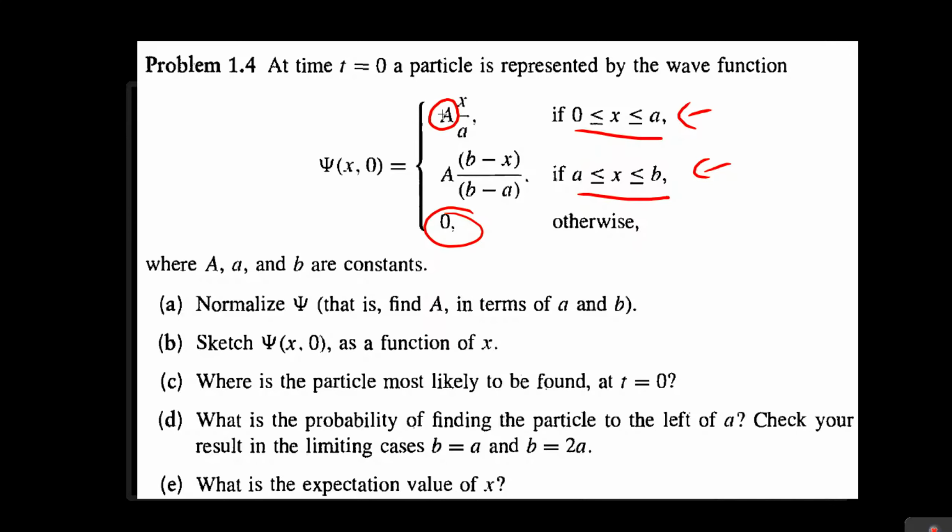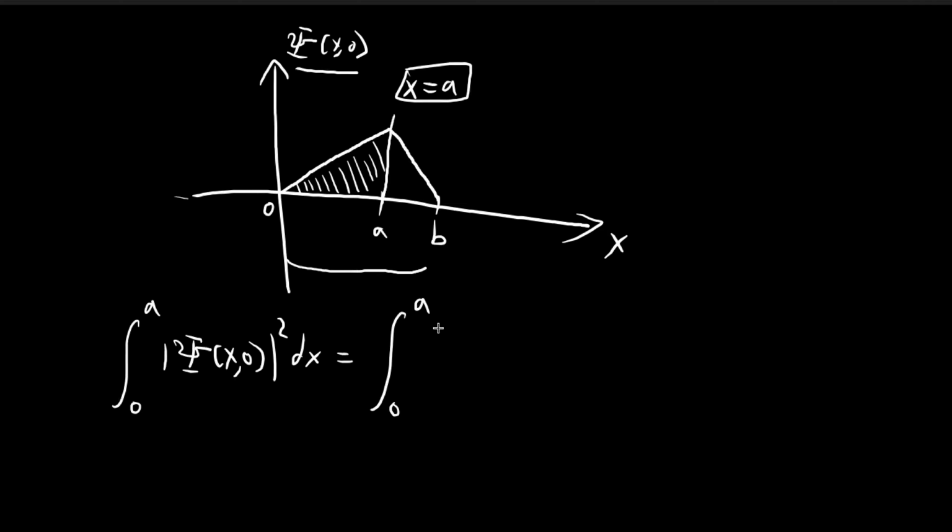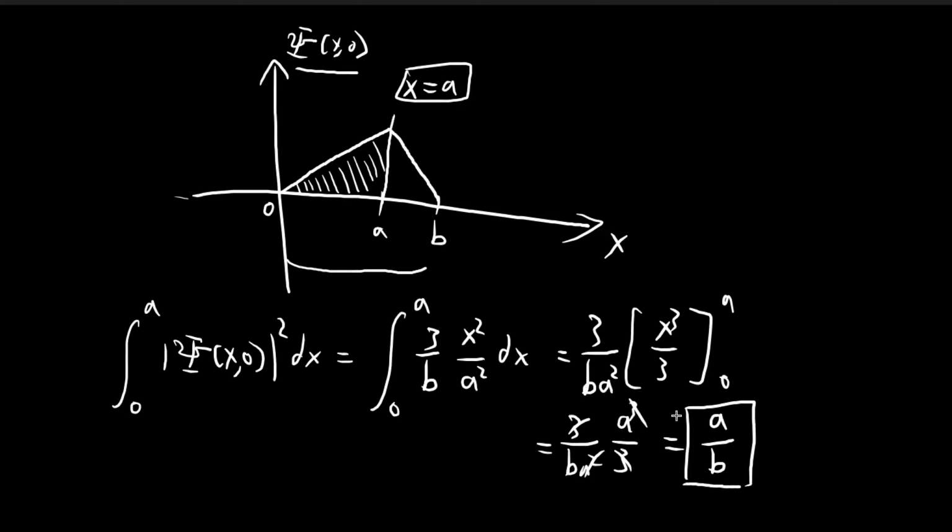So now we can just substitute in this expression. A, we found that it's equal to the square root of 3 over b. So a squared is just equal to 3 over b. And then we have x squared over a squared dx. So integrating this, we have x to the power 3 divided by 3, and you go from 0 to a. And so you get a to the power 3 divided by 3. Obviously these cancel out, this also cancels out. So in the end you get a over b. So this is your answer to part D. So this is the probability of finding your particle within this region.